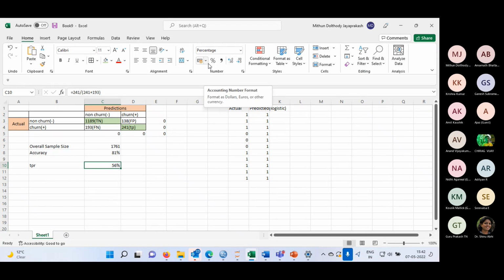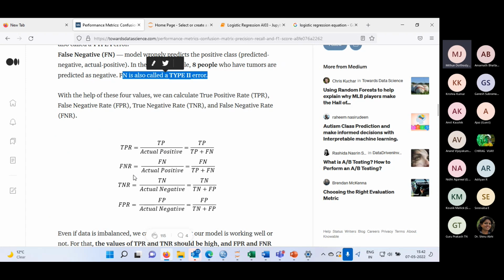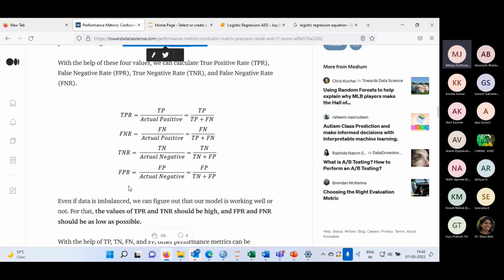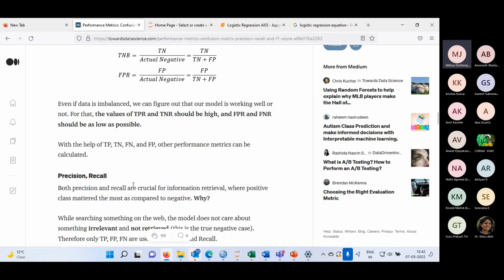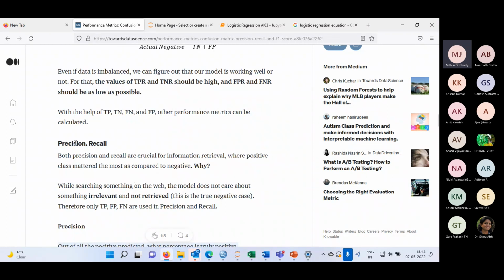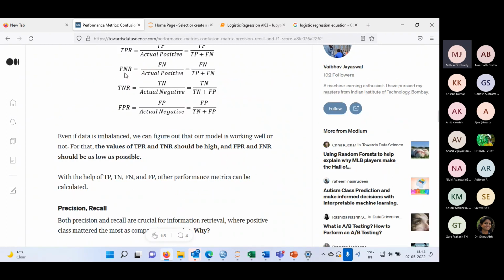This is your true positive rate. Is it clear, guys? True positive divided by the actual number of positives. Then you have formulas for false negative rate, true negative rate, and false positive rate as well. You anyway have a formula for false negative rate, and also for TNR and FPR.